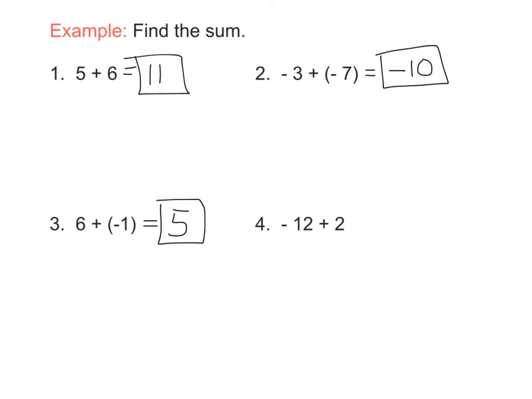Now number 4 is similar. We have different signs again with -12 plus 2. Now on this one, the sign of the larger absolute value is negative because 12 is bigger than 2, which means our answer is going to be negative. And so again here, we subtract the numbers. So 12 minus 2 is going to give us 10, so our answer is -10.